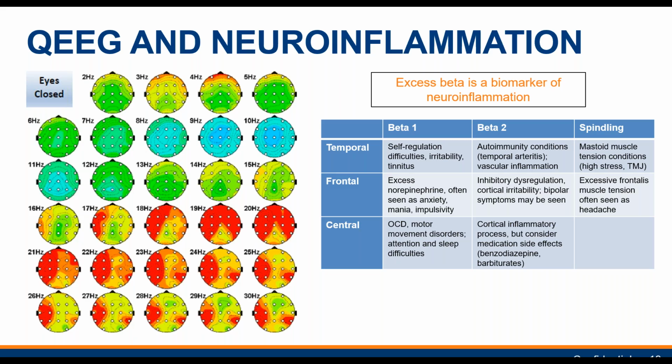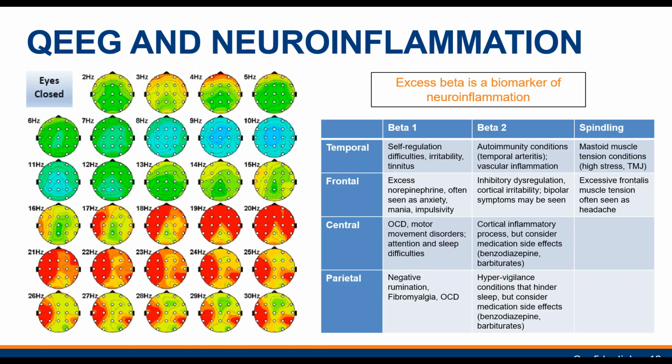So things like OCD, motor movement disorders, attention and sleep difficulties. And then when you creep into beta 2, it's important to consider medication side effects. Really notably, benzos and barbiturates are going to show up here as a possible medication side effect. So it's really important to keep in mind, if you have a patient that is on barbiturates, it can show up here and it's not necessarily neuroinflammation. It very well could be a medication side effect.